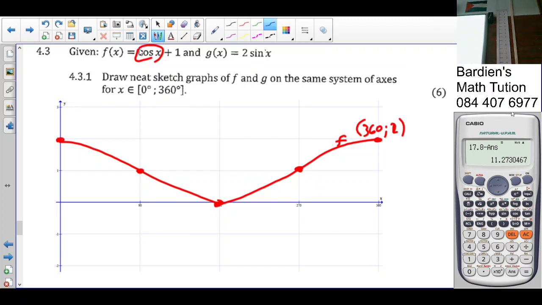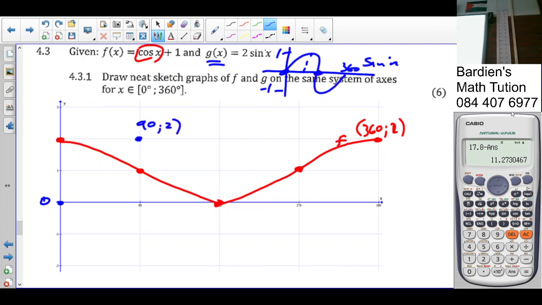Okay? If you're looking at the g of x graph, the basic sine graph does this. This is sine x, that is 1 and minus 1, that's 360. So what happens to this graph because of that 2? It is enlarged by a factor of 2, or stretched by a factor of 2. So 0 stays 0. 90 and 1 becomes 90 and 2. Not so?